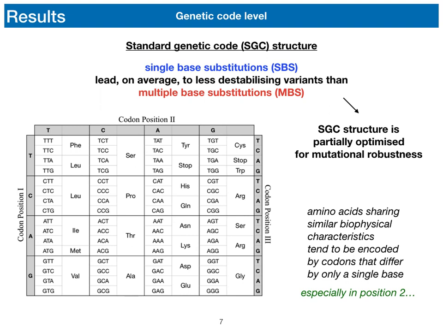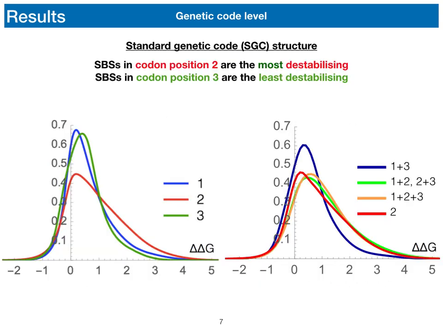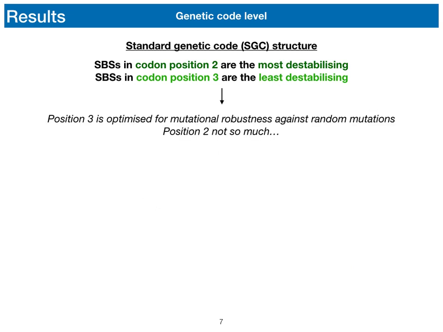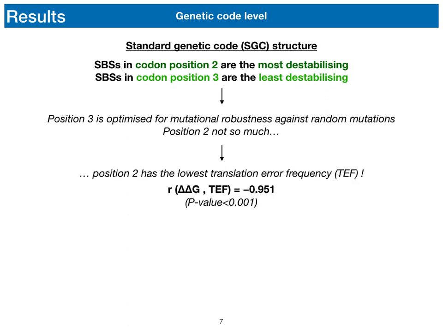Now, one can see that the most change in biophysical characteristics occurs for substitutions in position 2 of codons. So we looked at the stability change for substitutions in each codon position separately, and we found that indeed substitutions in position 2 are the most destabilizing, even more so than multiple substitutions in position 1 and 3, while substitutions in position 3 are the least destabilizing. This effect is even stronger when we take synonymous substitutions and the degeneracy of the code into account. So it appears that position 3 is optimized for mutational robustness, but position 2 not so much.